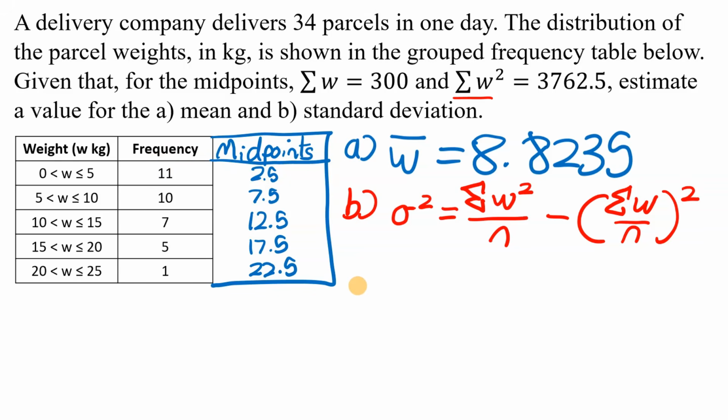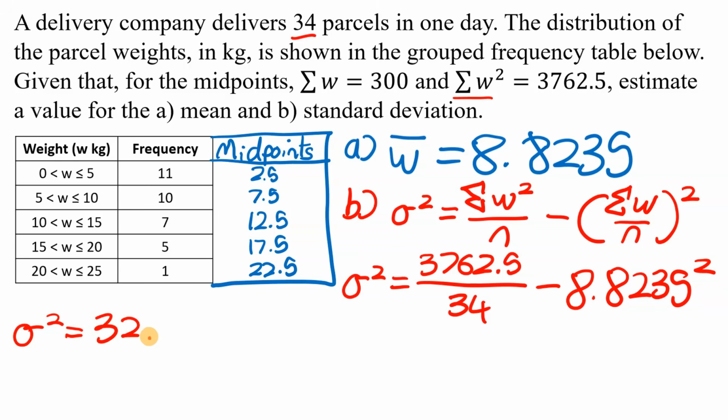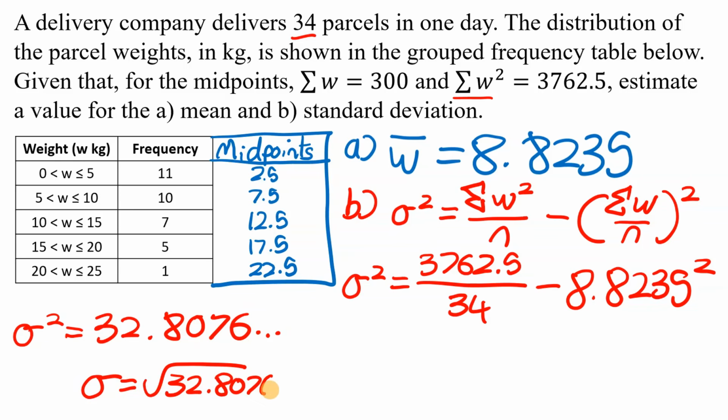But we don't need to, so therefore the variance is equal to sigma w squared, which is 3762.5 divided by n, which is 34, and then this is minus the mean squared, and we know the mean is 8.8235, and then it's this squared. So therefore the variance is equal to, if you put this into your calculator, 32.8076 and so forth. So therefore the standard deviation is the square root of this number here, which if you put into your calculator to 2 decimal places is 5.73.